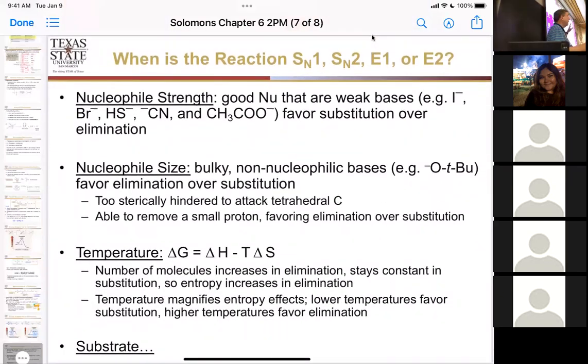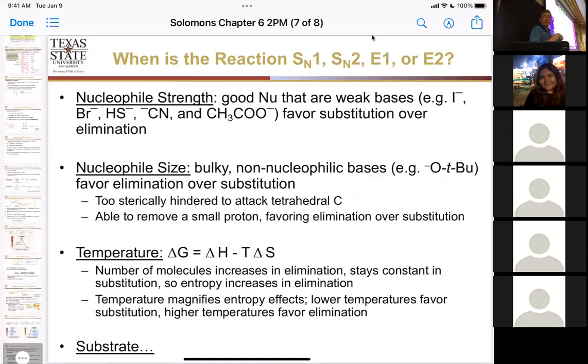I'm confused. I have 4 different things that can happen and they all use the same thing. Well, no, we actually have a thought process that'll help us decide whether we're going to have an SN1, SN2, E1, or E2. The first thing we look at is nucleophilic strength. Does it have a negative charge on it? And is it not a base? Is it just a nucleophile? If it's just a nucleophile, we're probably going to do your SN1 or SN2, right? Because it's not a base.